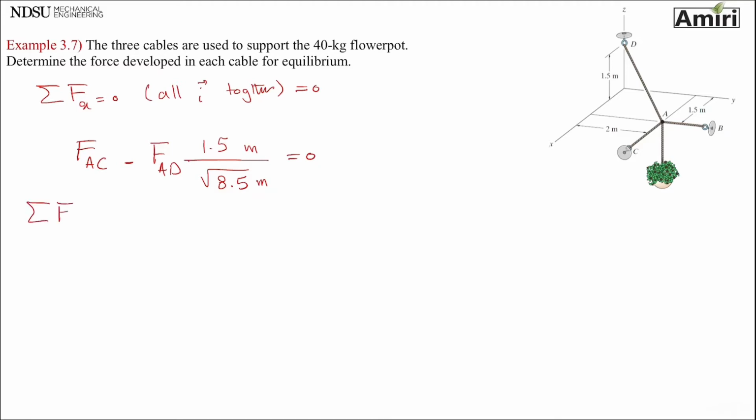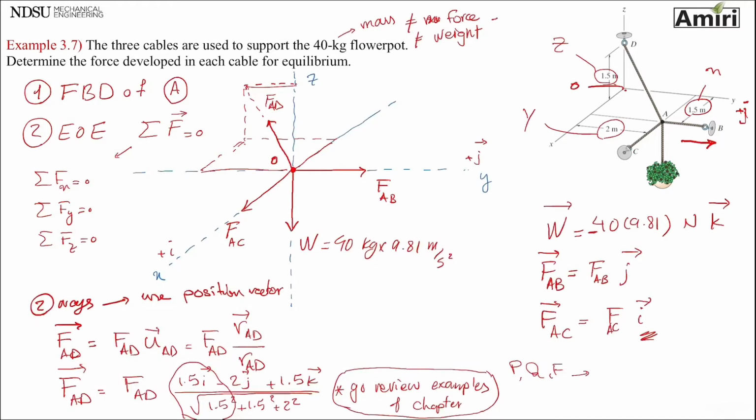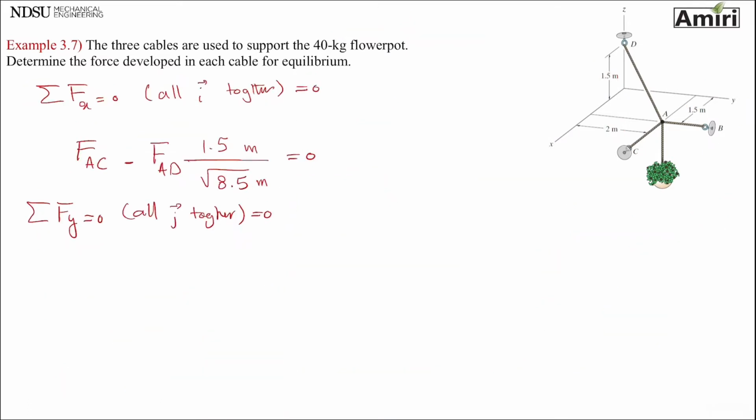Summation of forces in y equals 0. All j's add together and equal to 0. So let's see. The j's. This is one and this is another one. So FAB minus FAD 2 over square root of 8.5. Y is minus and then x is minus.